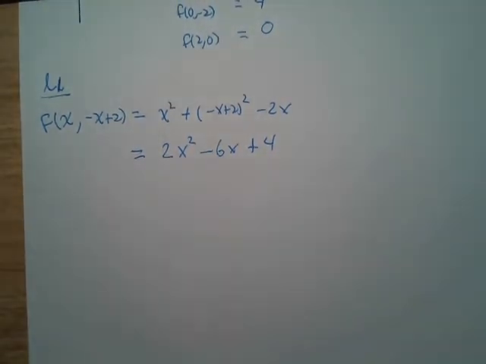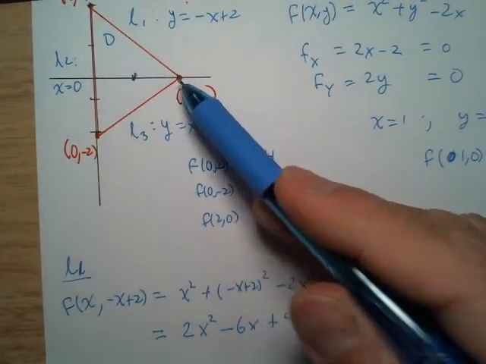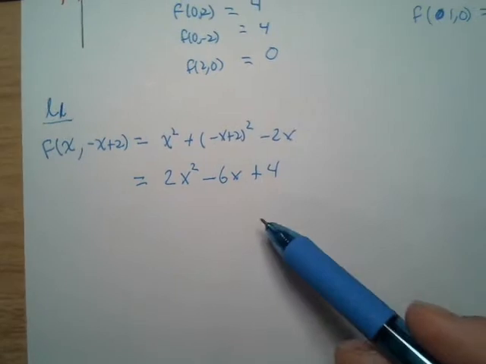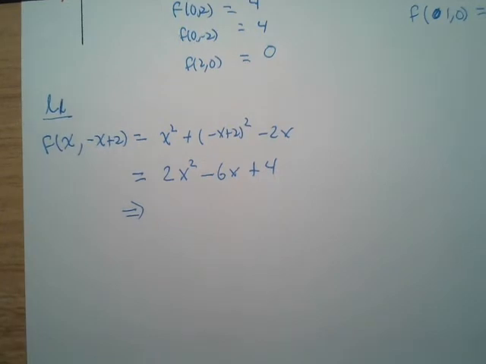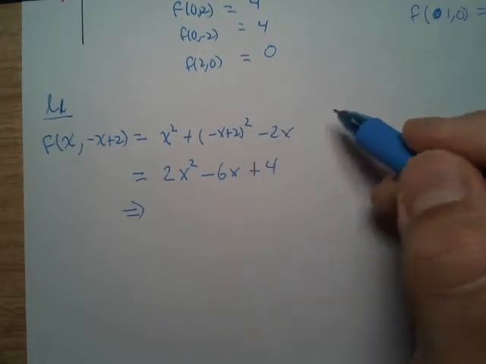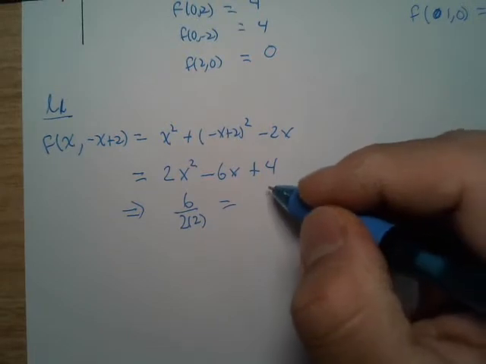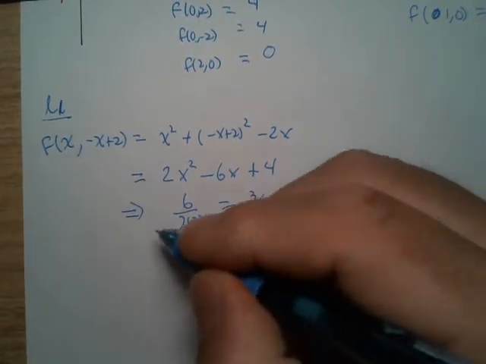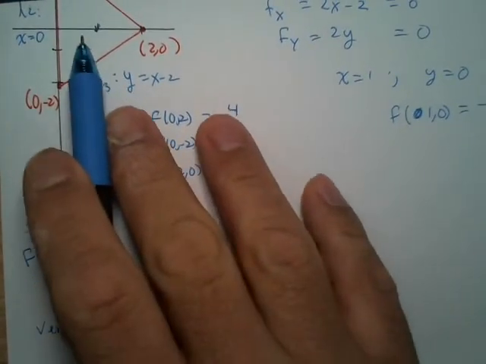Now we see it is a parabola opening upwards. So for values of x between 0 and 2, we're going to have a minimum at the vertex. Let's see where that vertex is. You can take the derivative, or if you remember from algebra, the vertex occurs at negative b over 2a. So negative b is 6 over 2a, so that occurs at 3/2. This is our vertex, and that is well within the range of 0 and 2.